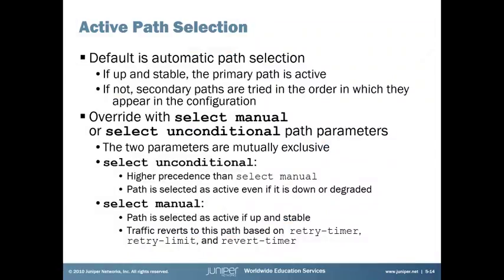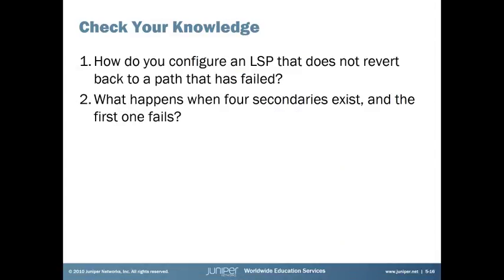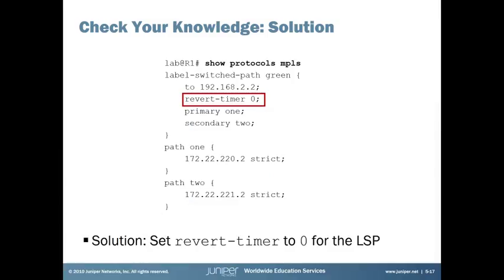And the other question that we looked at here is what happens when 4 secondaries exist and the first one fails? Well, what we discovered is that secondary paths are signaled up in the order in which they are configured. So if we lose the first secondary path, we'll just go to the next one in the list and signal that one up. And so on. Of course, if you've only got the one, well, we are stuck.